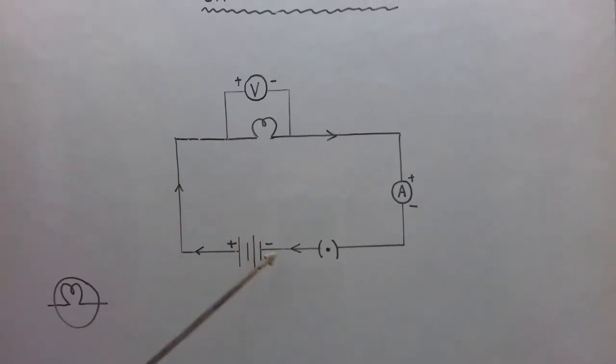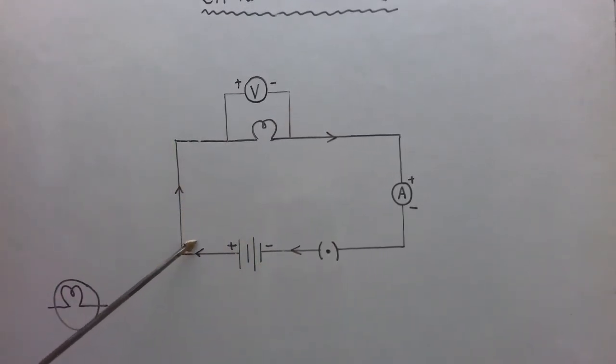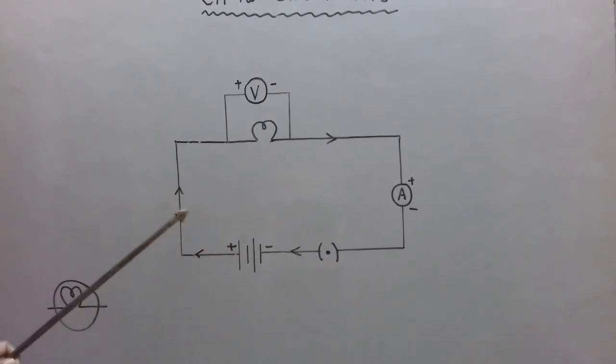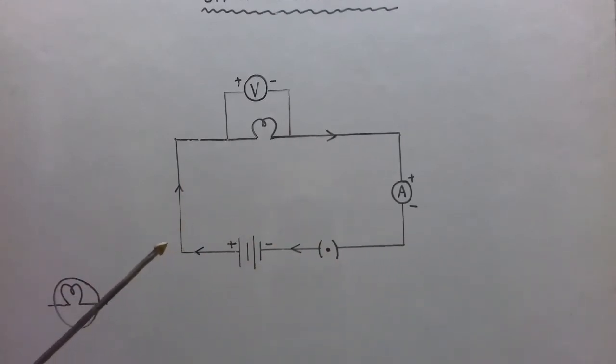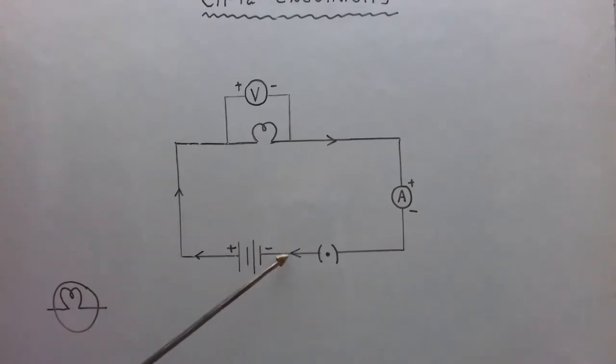Now here, the direction of current will be shown from the positive towards the negative terminal. Even one arrow will be enough. You can show this arrow coming out from the positive, or you can show an arrow at any place. At least you should draw one arrow in the proper direction, from positive towards negative.